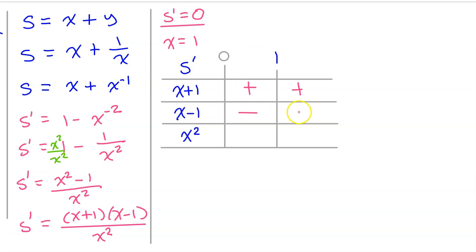And for values of x that are greater than 1, x minus 1 will be positive. X squared will be positive everywhere. So what about the overall sign of S prime? With one negative, the overall sign is negative. And with all positives, the overall sign is positive.